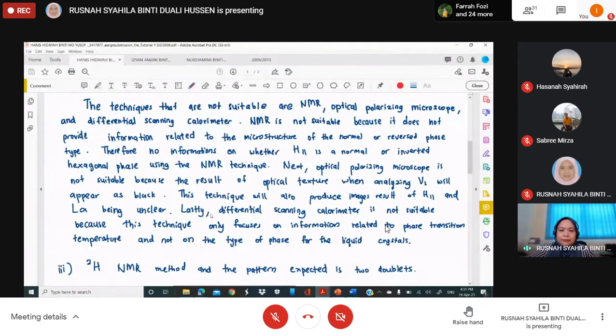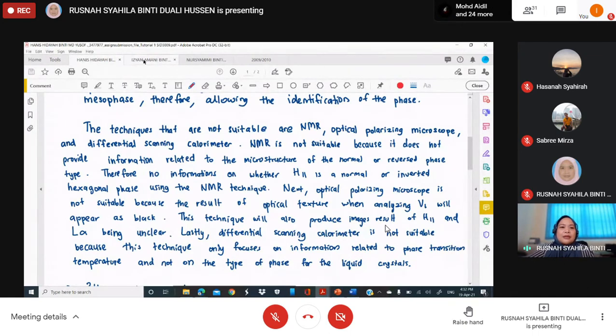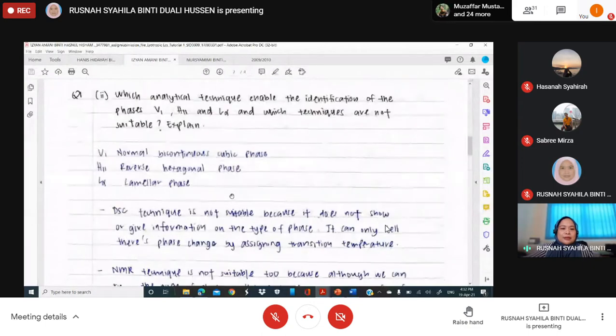Lastly, differential scanning calorimetry. Calorimetry is not suitable because this technique only focuses on information related to phase transition temperature. So it's good. I think the way she answered is better, but it can be better by elaborating more on the suitable technique for cubic phase. Now look at Izian.